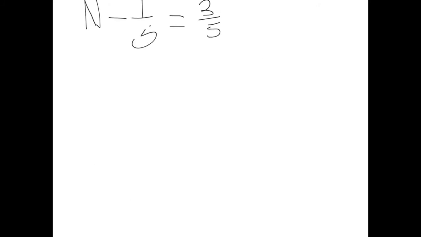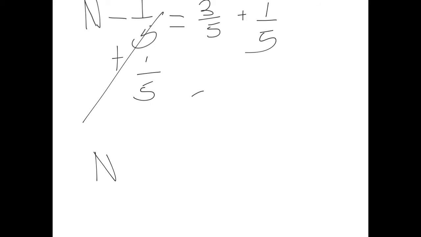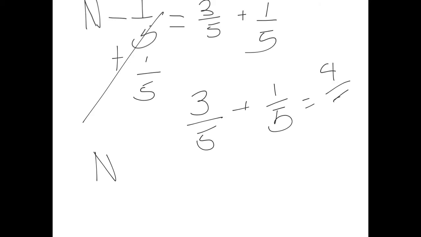So you're going to have to cancel out the 1/5 by adding it by itself, and you're going to have to do that to each side. So this cancels itself out, so you're left with n, and then 3/5 plus 1/5 equals 4/5. So n is going to equal 4/5.